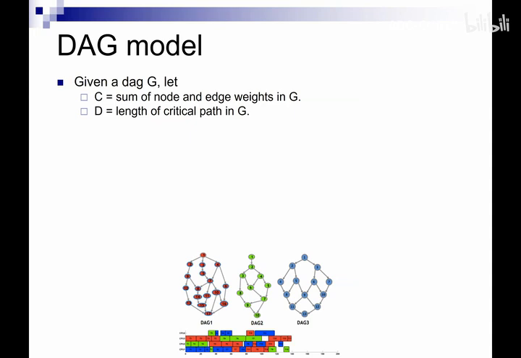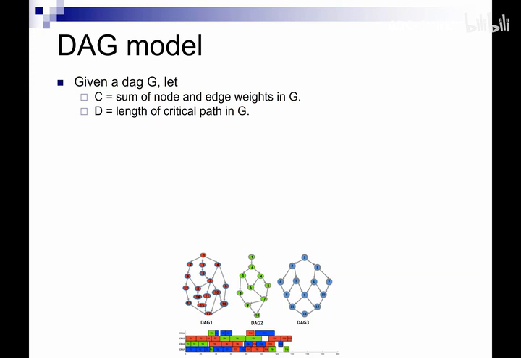Now C basically represents the total amount of work that you need to do for the DAG, right? Because the work is either going to be computation, so that would be the weights for the nodes, or it's going to be communication, and that's going to be the weights on the edges. And if you sum all of that, then you get the total amount of work that you're doing for the computation.